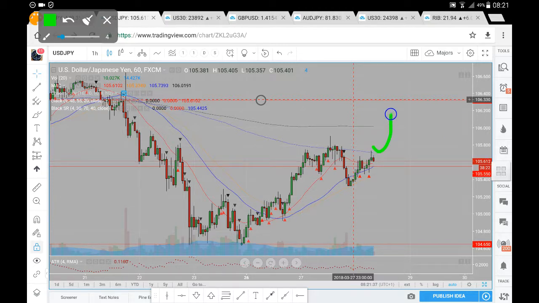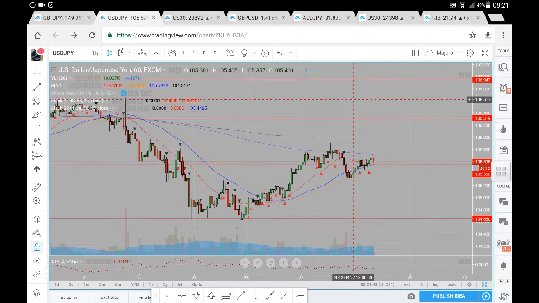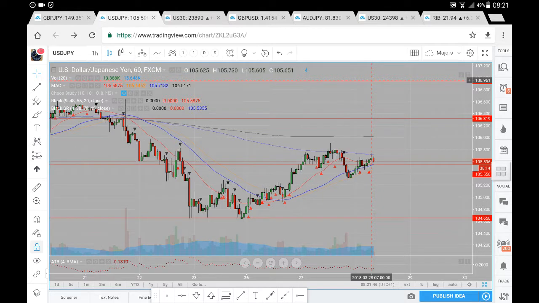If, however, we are able to break above and hold above this 106, we're then looking for price to move up towards that 106.32. Can't anticipate prices moving much beyond there. The volatility on the US dollar Japanese yen has been quite low, but if we did move beyond the 106.32, we're then looking for price to move up towards that 106.95.